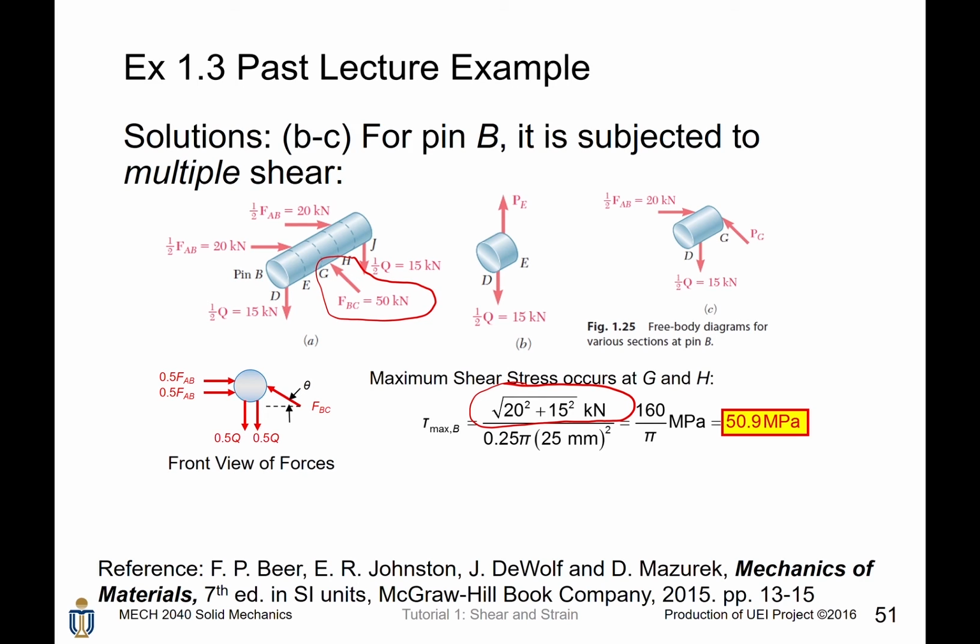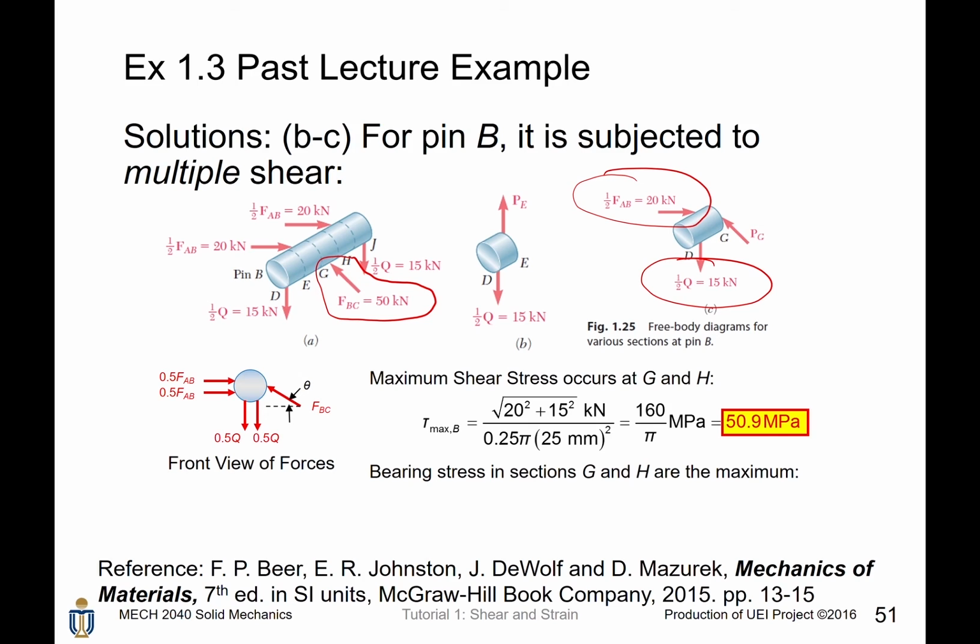You decompose FBC into X and Y directions. Then it will cancel the 1/2 FAB and the 1/2 Q out, and it will have a net force on the surface G. It is similar for H. Then you can use the Pythagorean theorem to find the net force on G and H. The result of the maximum shear stress will be 50.9 million Pascals.